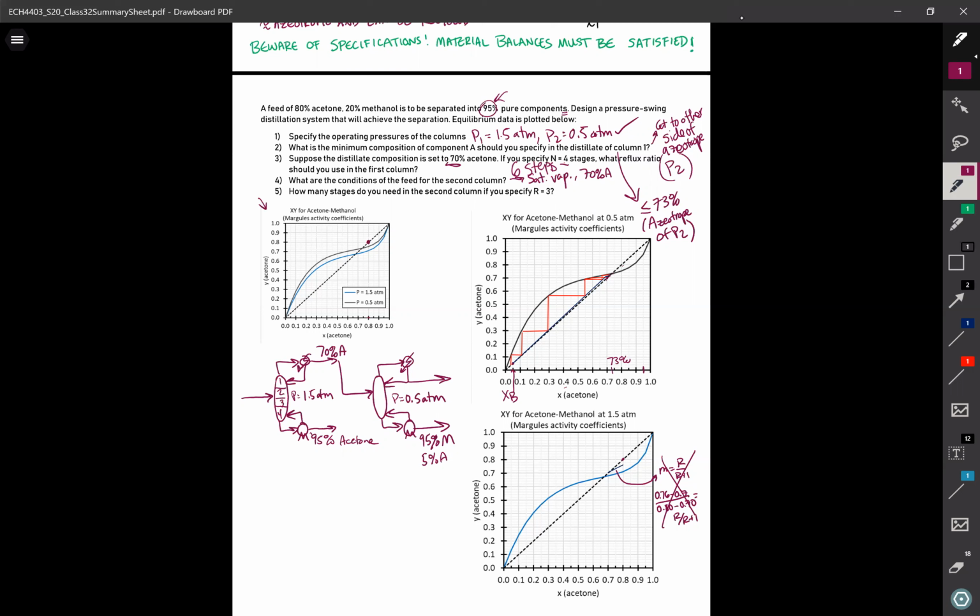Anyway, how many stages do you need in the second column if you specify R is equal to 3? 1, 2, 3, 4, and a reboiler. 4 plus reboiler. All right, so that's typically how pressure swing distillation problems work. You first have to figure it out from a process standpoint of which streams go where, and it won't always be that the tops goes to the second column, or that the bottoms products are your pure components. It won't always be that one component is in the first column. There are no general rules other than you have to step through, similar to how I've done here, and think about it in those types of terms.